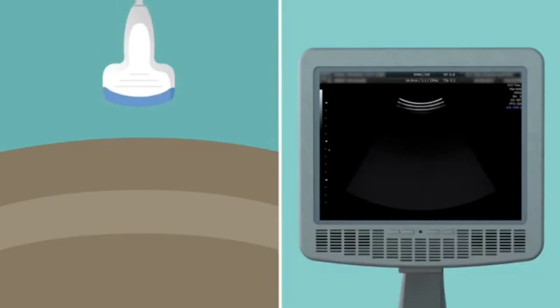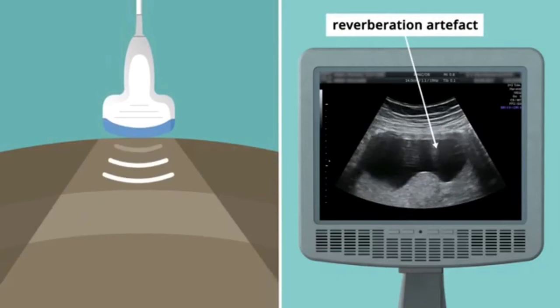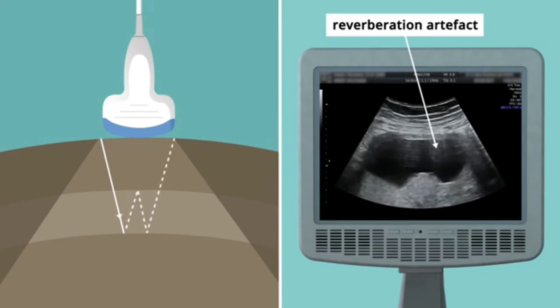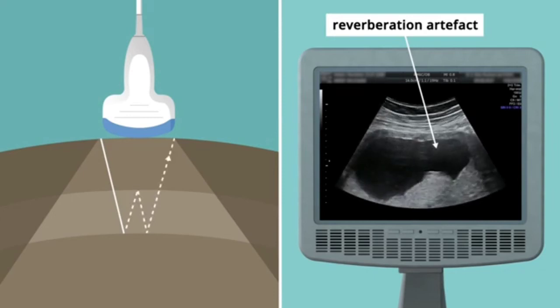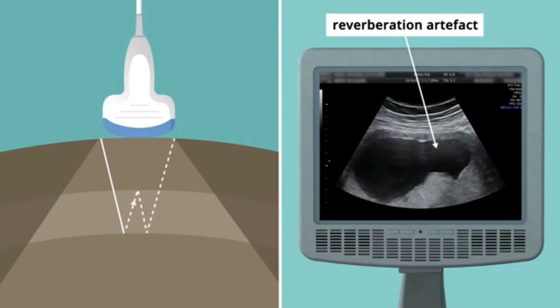A reverberation artifact can happen when the ultrasound signal becomes trapped between two layers which act as reflectors, bouncing the signal between them. This results in the reverberation echo appearing to be a falsely deeper structure, since the returning echo takes longer to return to the probe.